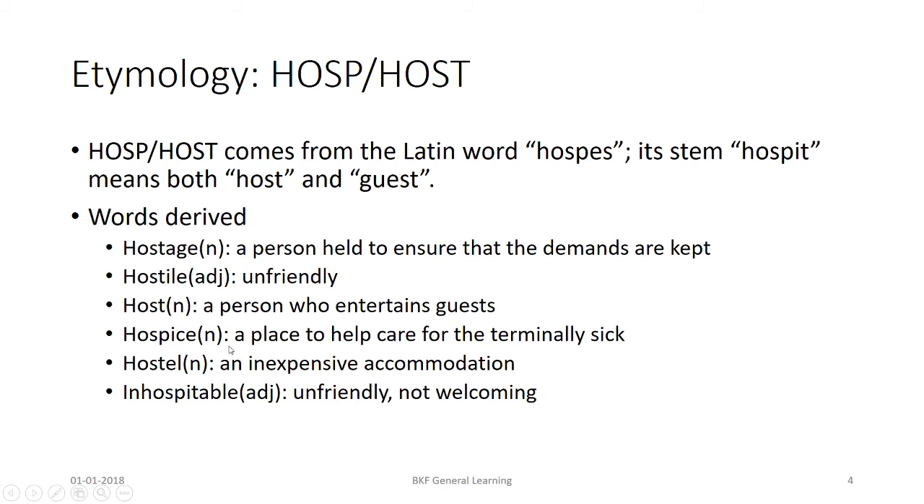Fourth word is hospice, which is a noun. It's a place to help care of for the terminally sick. Fifth word is hostel, which we all know is an inexpensive accommodation for kids. It's a noun. Sixth word is inhospitable, which is an adjective. It means unfriendly or not welcoming.